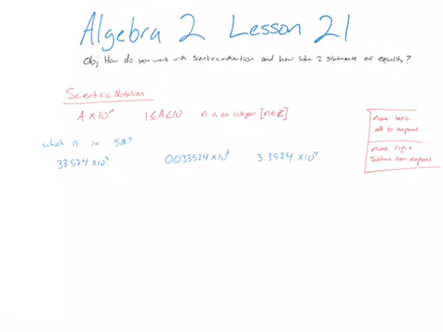Hello Algebra 2 students, this is lesson 21. Our objective for today is how do you work with scientific notation and how do you solve two statements of equality equations. So let's just do a quick reminder of what scientific notation is.